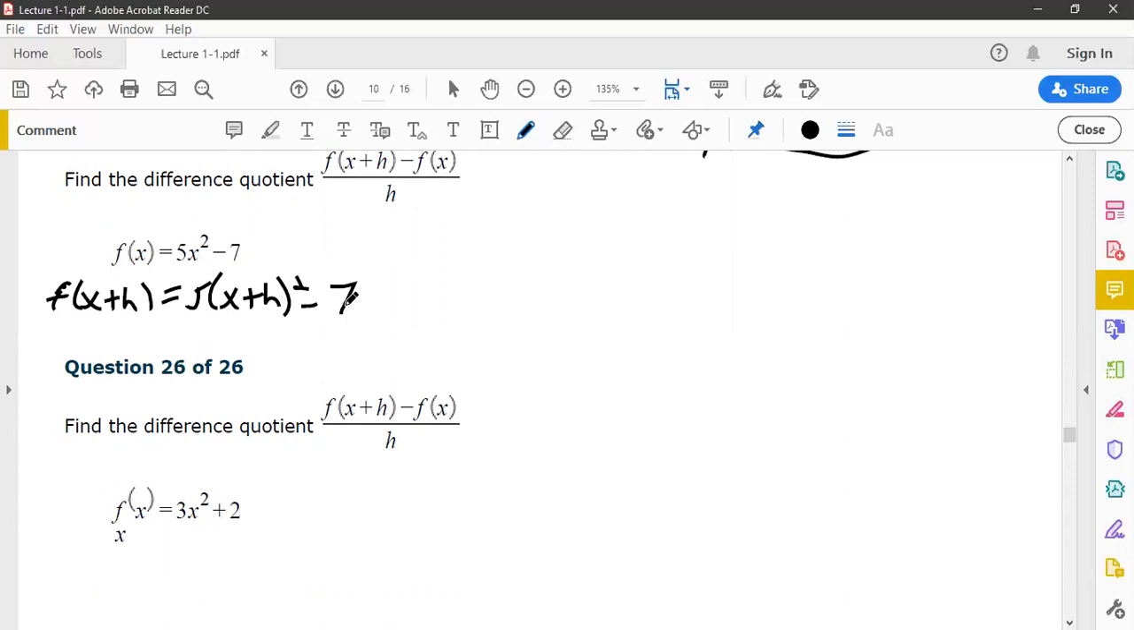Okay, so now we have 5 times the quantity x plus h squared minus 7. So this is another place where students get hung up. Whenever you're expanding x plus h squared, you don't just square the x. It doesn't become x squared plus h squared. You have to literally multiply the two together. So you're going to use the FOIL method.